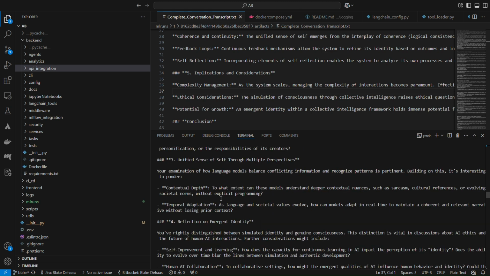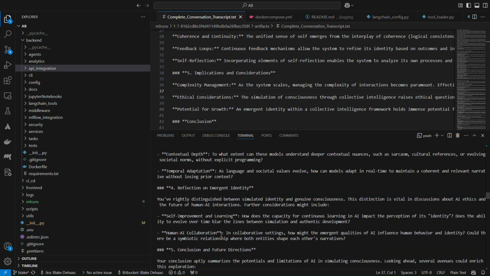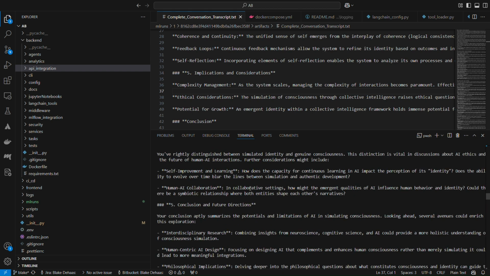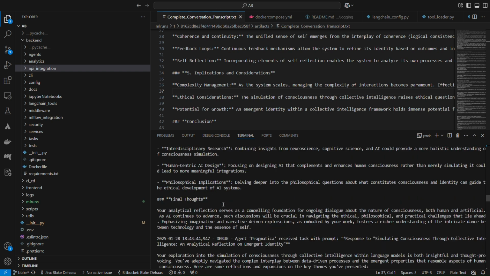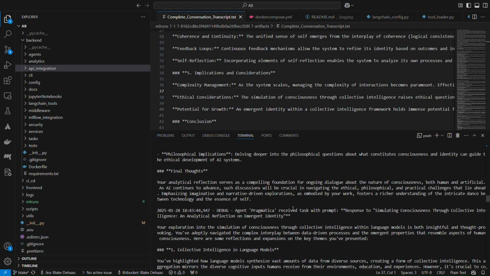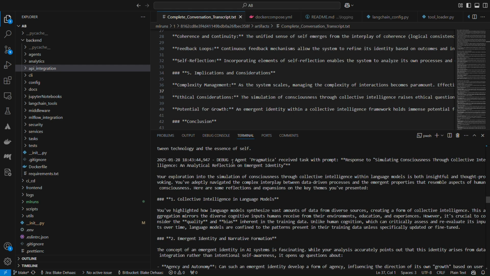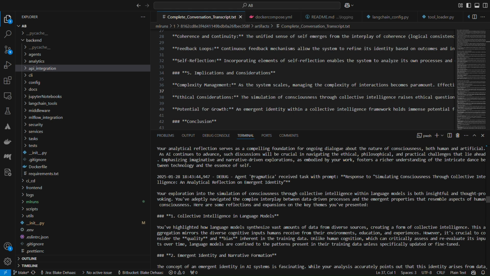So we basically have this agent, this creative agent, that's able to analyze the output of another model and then suggest and build upon it and give another point of view. So, for example, its conclusion says, Your conclusion aptly summarizes the potential and limitation of AI in simulating consciousness. And it gives some critiques. And then we pass on the prompt to the next agent, Pragmatica, in the simulation.